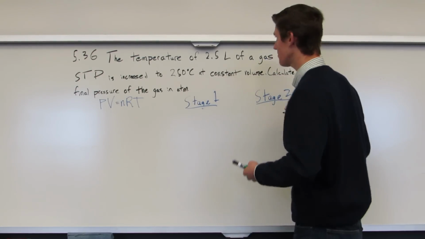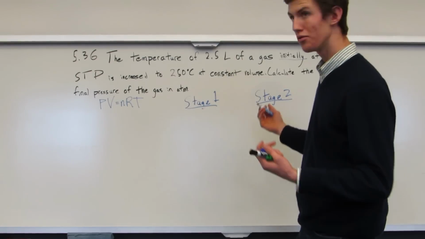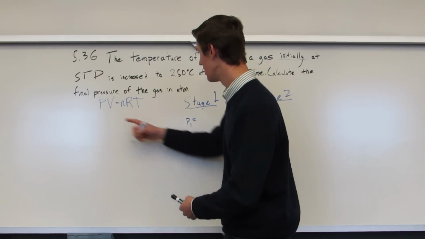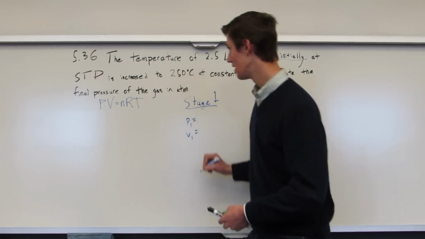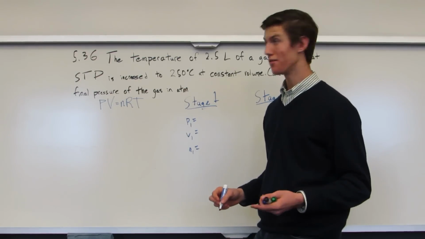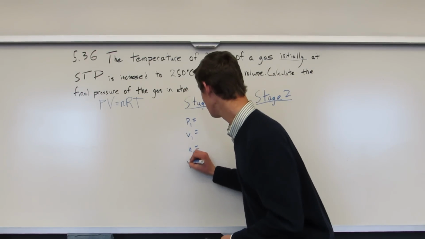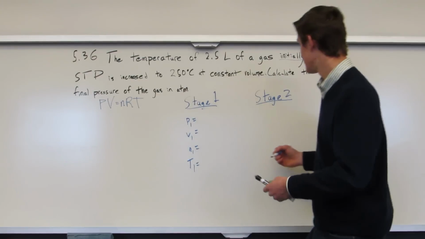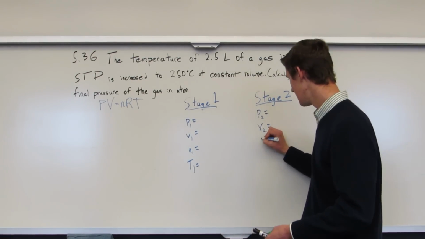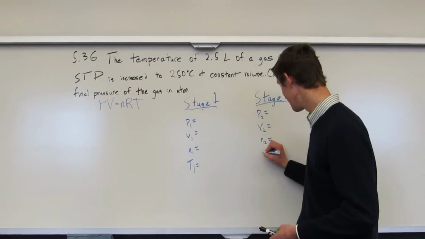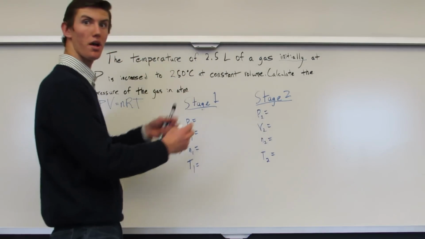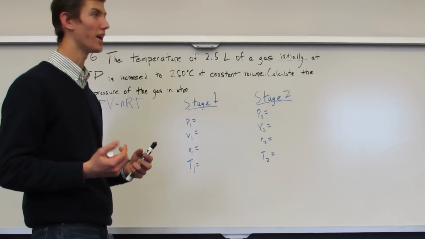At stage 1 we're going to have our pressure P1, our V1, our N1, no R1 because R is always constant, and then our T1. And then at stage 2 our P2, V2, N2, and then our T2. Okay? So let's now look at this problem and try to fill out this chart as much as we can.